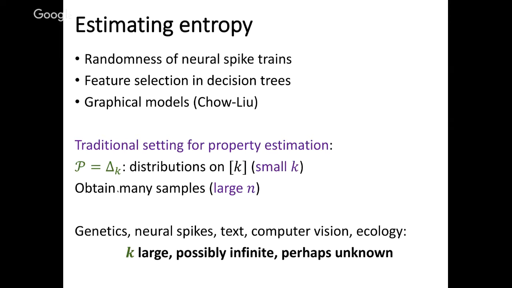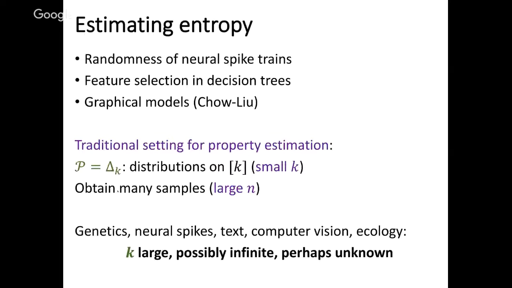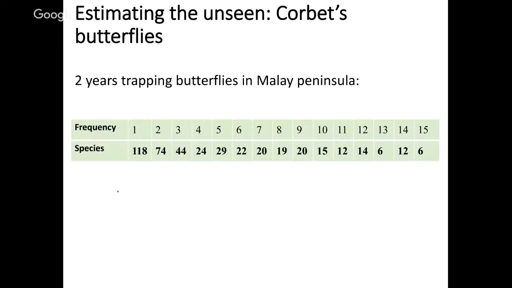Okay. So let's look at one more problem that will also clarify where the distribution could be even unknown or the support size could be really large. So the problem is of estimating Corbet's butterflies. Corbet was a very famous naturalist from Britain. He spent actually 2 years trapping butterflies in the Malay Peninsula. And here is the table he came back with after working for 2 years. Okay, this is his effort of 2 years.